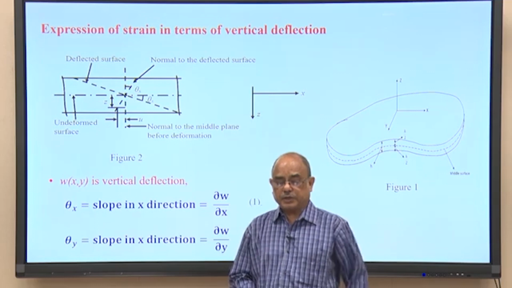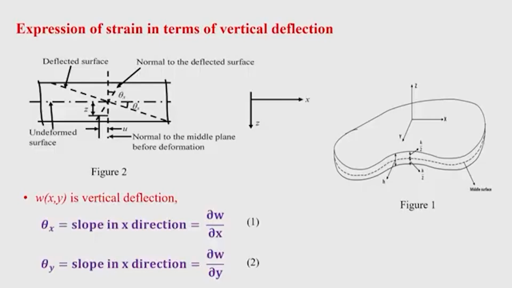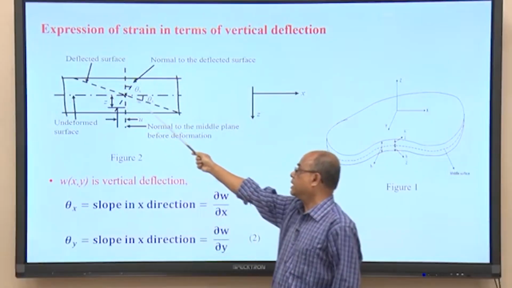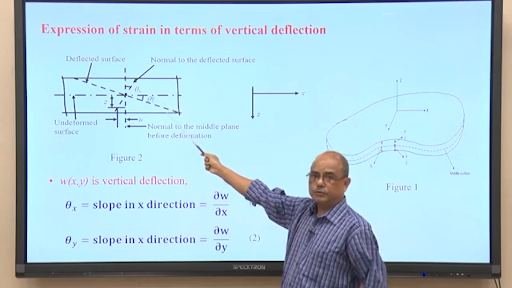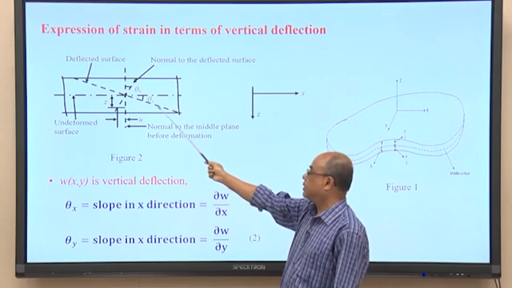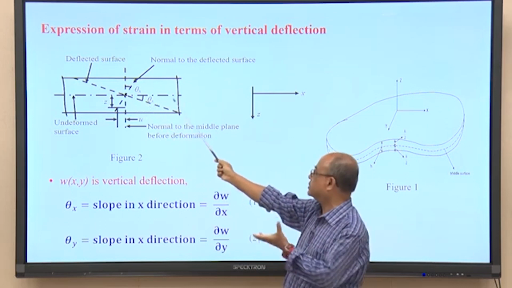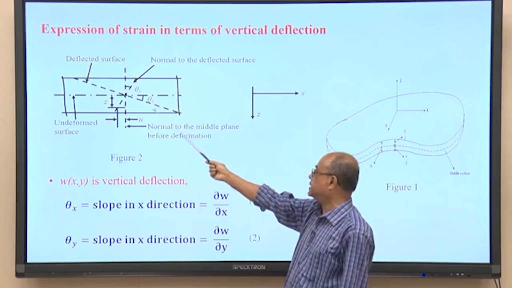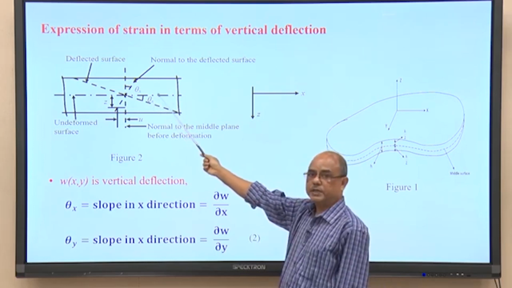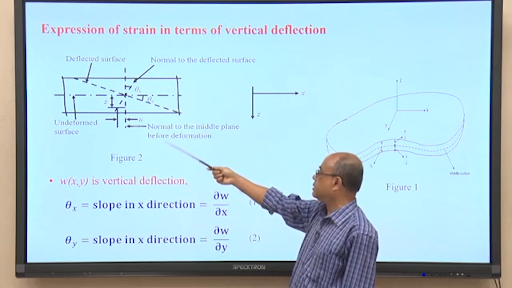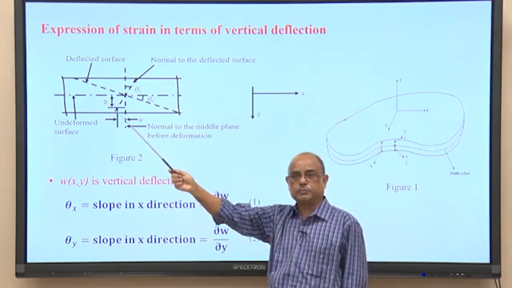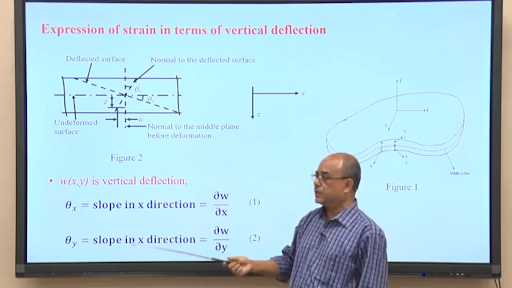So, let us see the expression in terms of vertical deflection. You can see here a plate shown along the thickness, and the dotted line is the deflected middle surface. Because of small deflection, you are seeing this like a straight line, but actually it bends, but for small deflection and small distance it is taken as a straight line. So, theta x is the slope in the x direction. Similarly, in the y direction, which is perpendicular to the board, theta y is the slope.